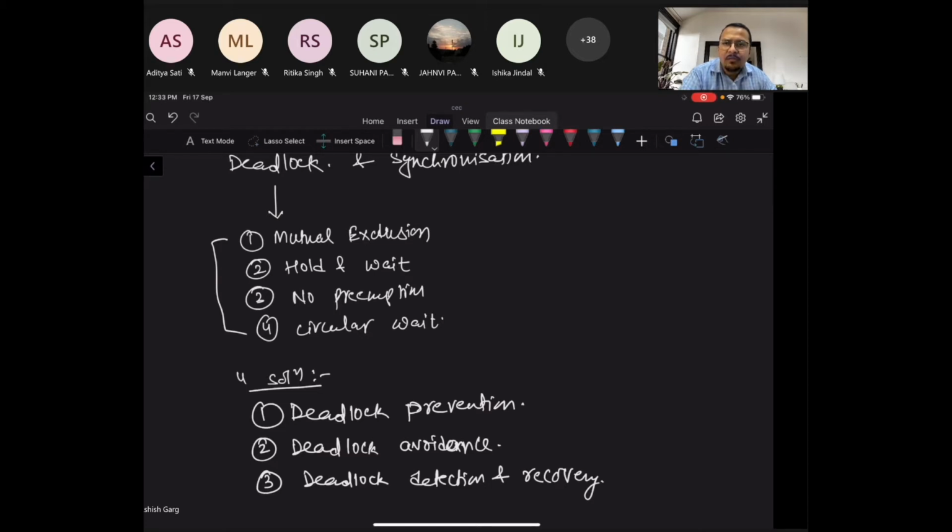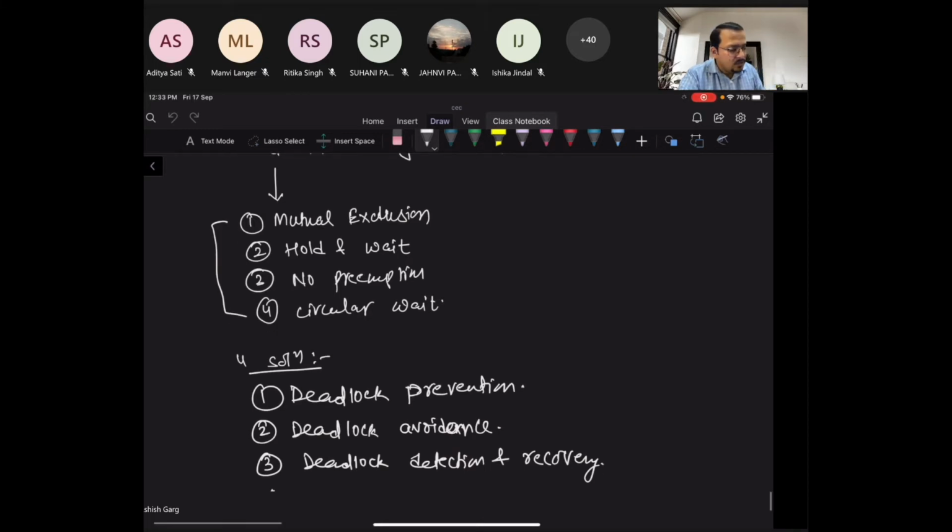And in recovery, we run a three-step process. The first is to find the process in the deadlock, and after that either terminate that process or take the resources from that process, that is snatching, and then check if the deadlock is still occurring. If not, then we have recovered from the deadlock, and if it is occurring again, then do the process again. That is deadlock detection and recovery.